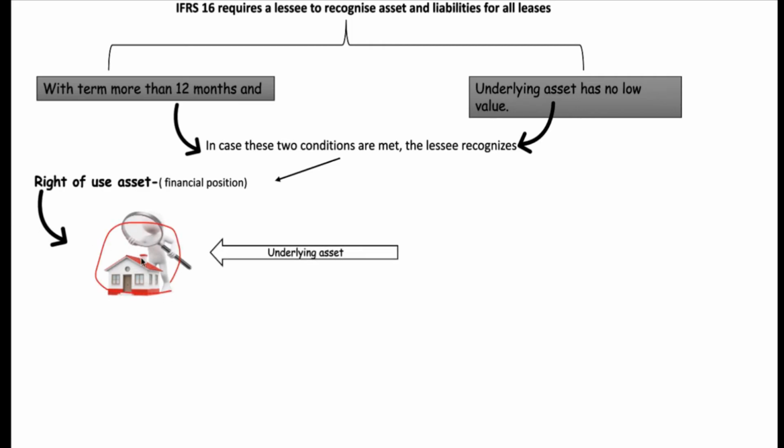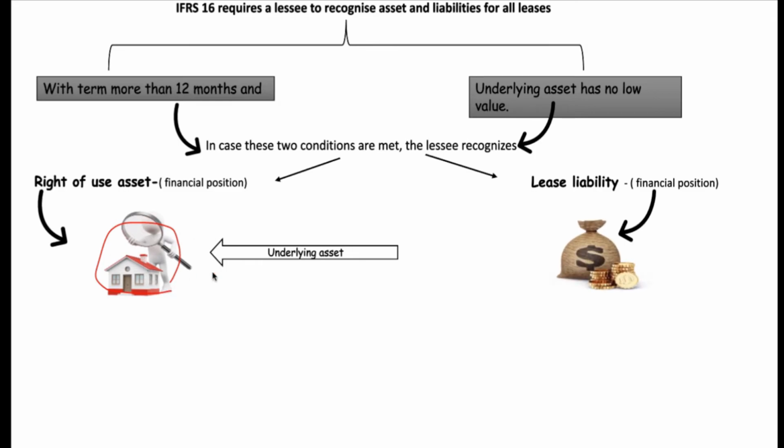this is the underlying asset. That underlying asset is the asset provided by the lessor to be used by the lessee in exchange for consideration. And then we have the lease liability in the financial statement also, and this would be the repayment for using these assets. So this is called the lease obligation.